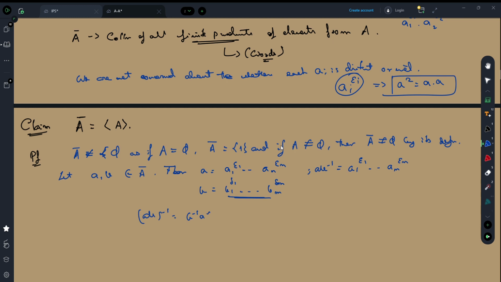We know that (AB) whole inverse is B inverse A inverse. So it starts with B_m to the power minus delta_m, sorry, not epsilon_m. And here you have B_1 to the power minus delta_1. Right? But indeed, this is an element of A bar, right? Therefore, A bar is a subgroup of G. So this is what we intended to prove first.